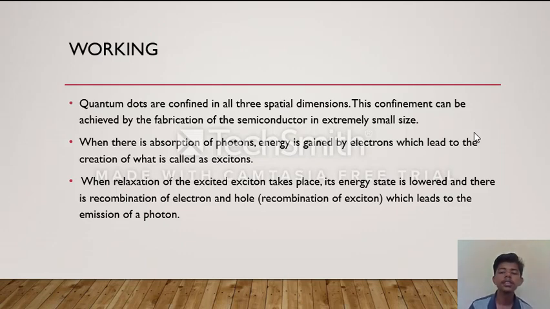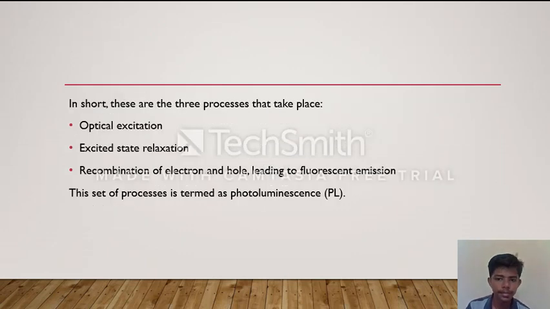When relaxation of the excited electron takes place, its energy state is lowered and there is a recombination of electrons that leads to the emission of a photon. This recombination is nothing but the recombination of an exciton. So in short, these are the three processes that take place: optical excitation, excited state relaxation, and recombination of electron and hole leading to fluorescent emission. This set of processes is termed photoluminescence.